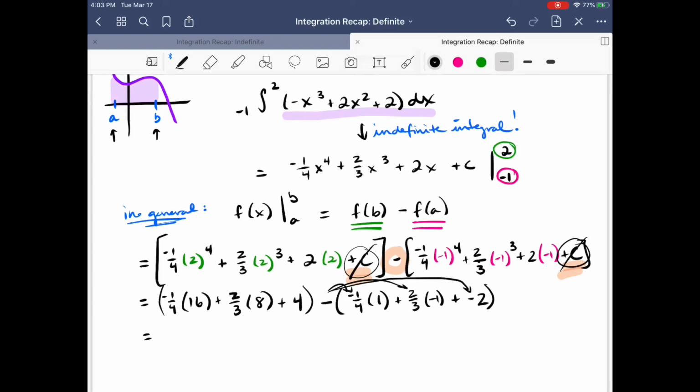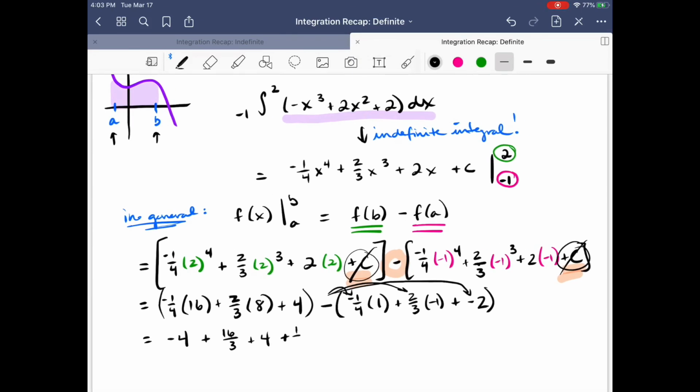And I'm going to go ahead and do some combining of constants. So -1/4 times 16, -16/4 is just going to be -4. 16/3, we'll leave that way for now, plus 4. Now we have to be careful of our minus signs. So minus -1/4 is going to be plus 1/4. Minus -2/3 is plus 2/3. And minus -2 is going to be plus 2.